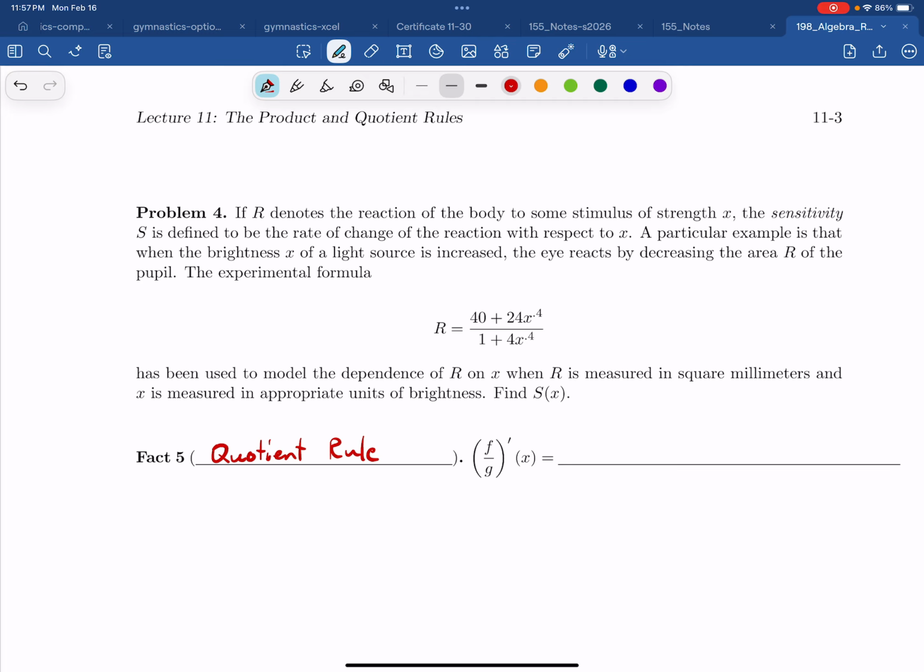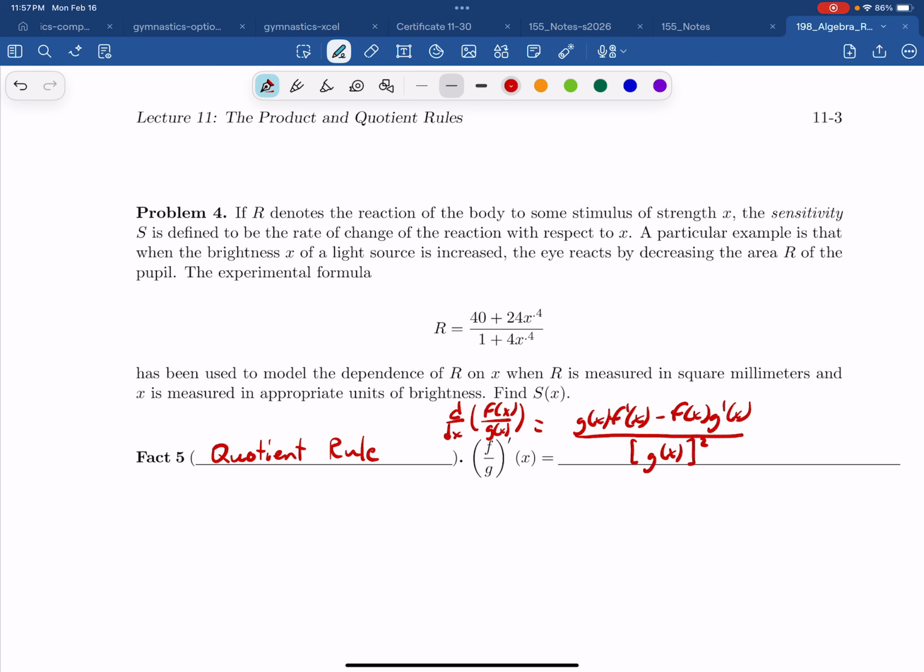So it turns out the derivative of f of x over g of x, or another way to write this, d over dx of f of x over g of x, equals g of x f prime of x minus f of x g prime of x, all over g of x quantity squared.